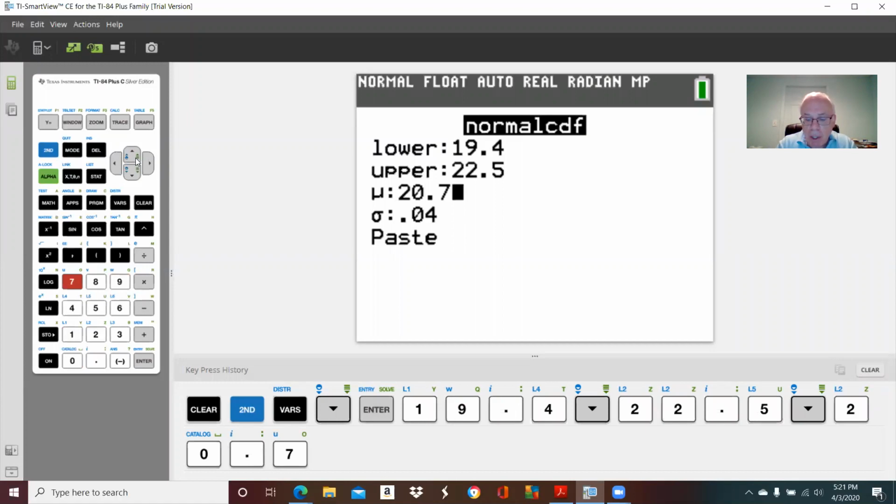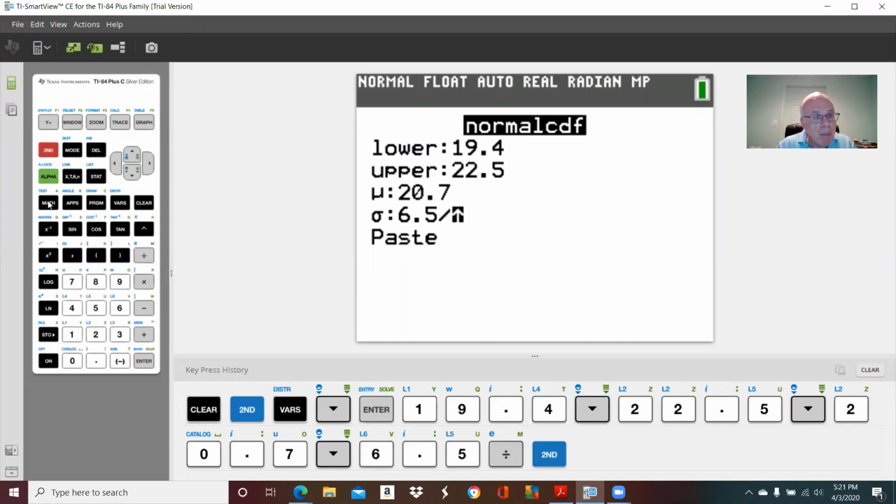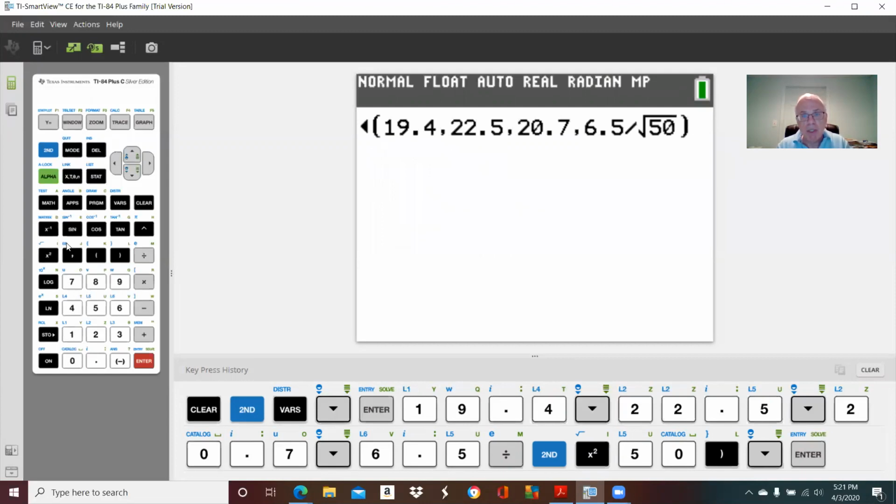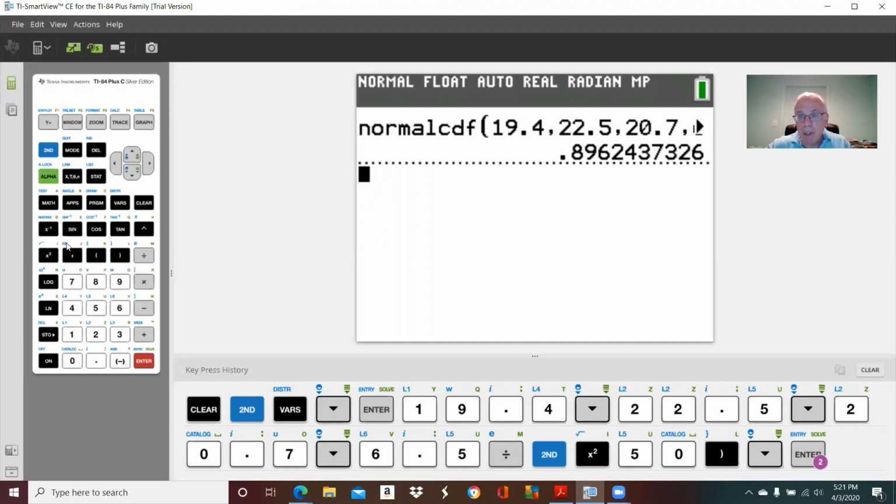Now, be very careful here. What are we going to put in for sigma here? Sigma is referring to the standard deviation, in this case, of the sampling distribution, not of the population. So we have to put in 6.5, the population standard deviation, divided by the square root of 50. Close parentheses. Scroll down. Hit enter. That's the order that you should be seeing when you enter it into your 83 calculator. Hit enter. That's your probability: 0.8962, approximately.